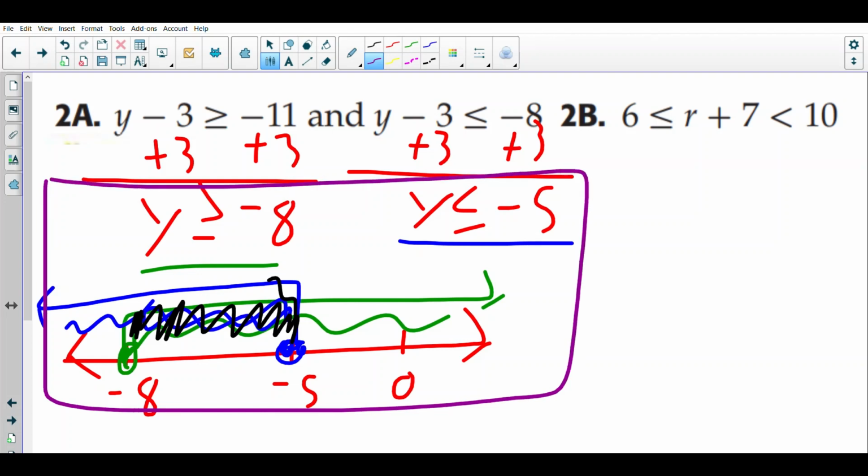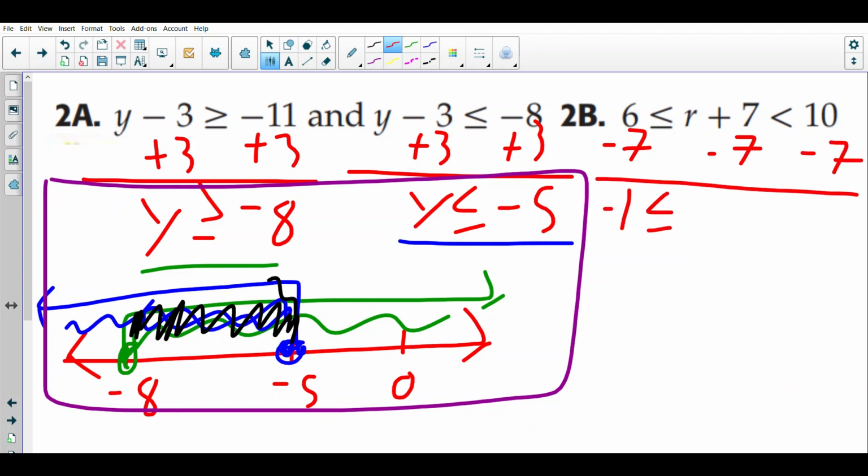All right, now the next one. 6 is less than or equal to r plus 7, which is less than 10. So I'm going to subtract 7 from all three sides. So I get -1 is less than or equal to r, which is less than 3. I'm going to run out of room here, but I'm going to just do a small one. You can see how we save a little bit of room when we have a combined problem.